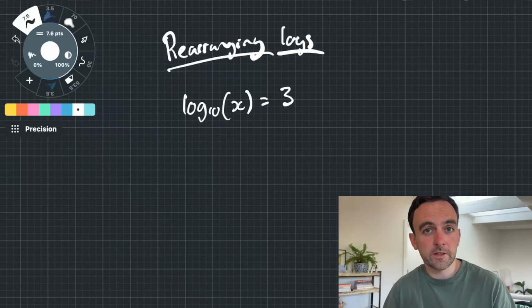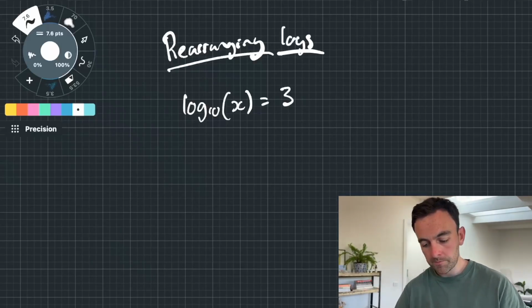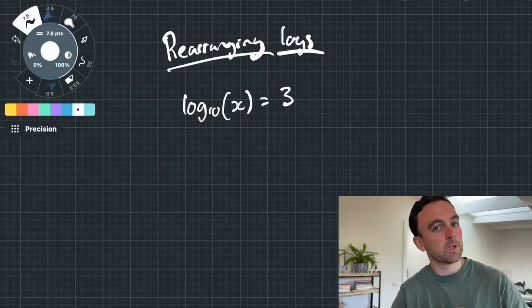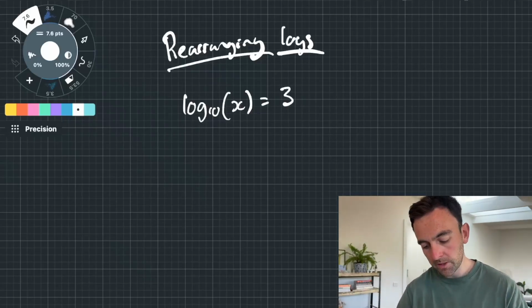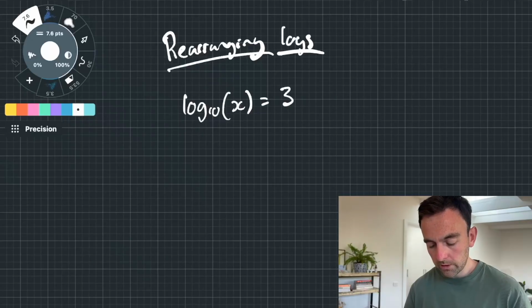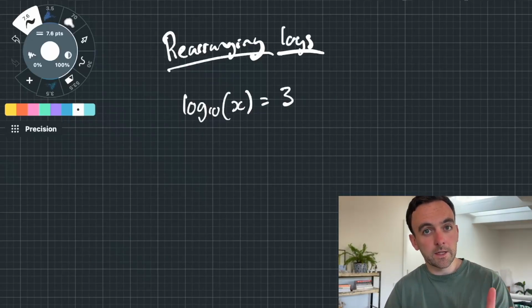Okay, so the second key skill that you need to be able to do is rearrange logs. So what I mean now is, before we had a number within the log and we could just directly solve that, but now we actually have a variable within the log. So in this case, it's x. Some people I find really just get it if they think about it.